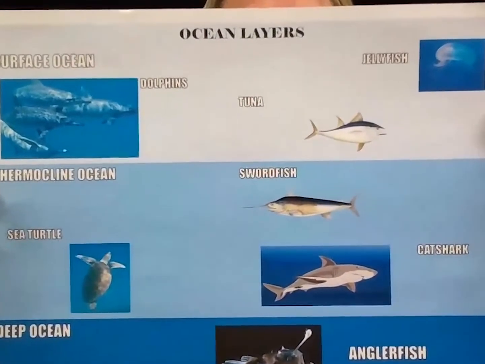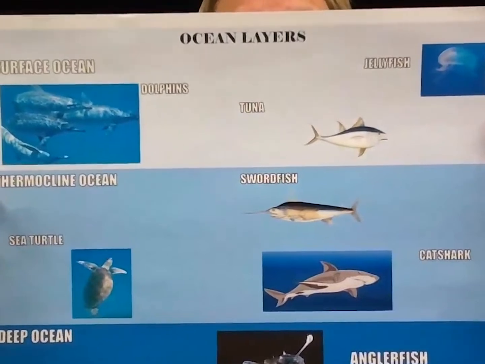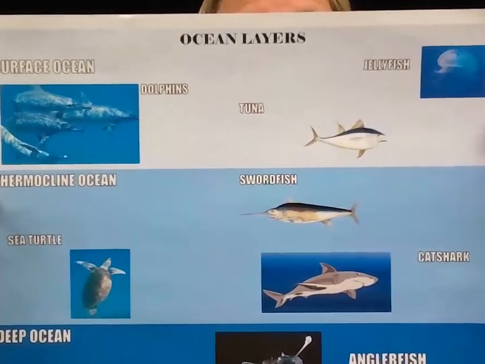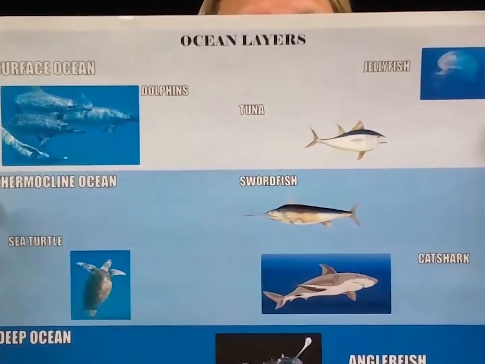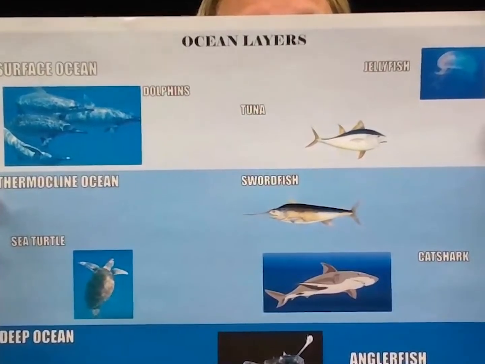The top layer is the surface ocean. This is warm and where a lot of sea life hangs out. The sun lights up this part of the ocean. The surface ocean takes up the top 200 meters of the ocean. In this layer, you can find animals like jellyfish, dolphins, and tuna.